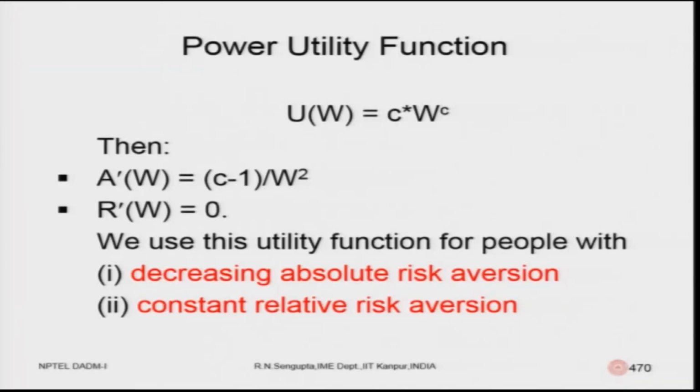So, a prime comes out to be c minus 1 divided by w square. W square is obviously positive, and c minus 1 would be a negative or positive value depending on what values of c you have. So, obviously, c would be less than 1, and r prime is 0. So, if the c minus 1 value is negative, you can immediately conclude that this power utility function has the decreasing absolute risk aversion property, and as r prime is 0, it would have the constant relative risk aversion property, and based on that you can comment.